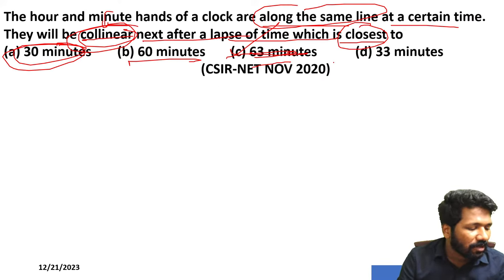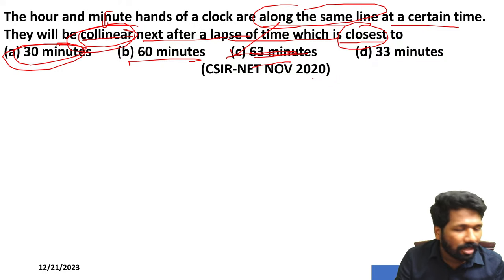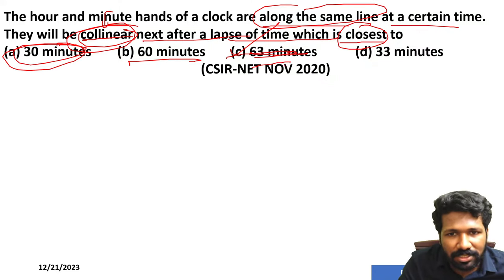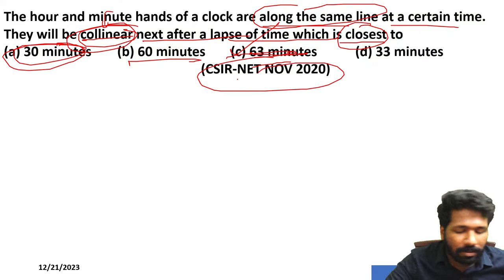If there was a 64 in the options, that was better. If there was a 65 in the options, that was even better. Are you getting the point? So this magic number 65 and 5 by 11 minutes, if you can remember, that is very good.